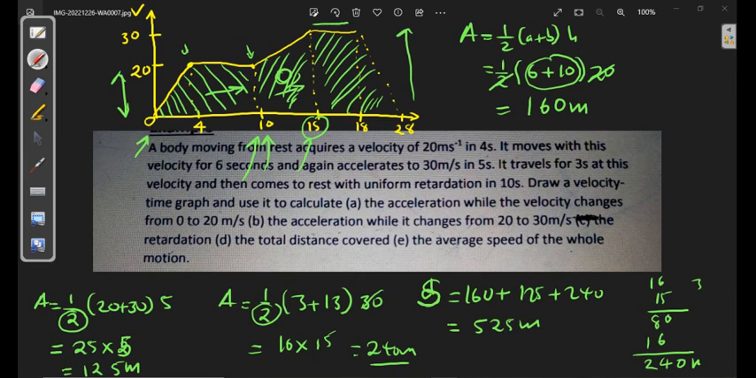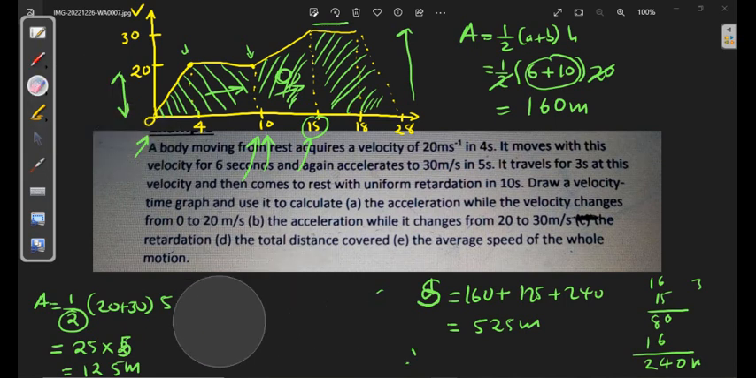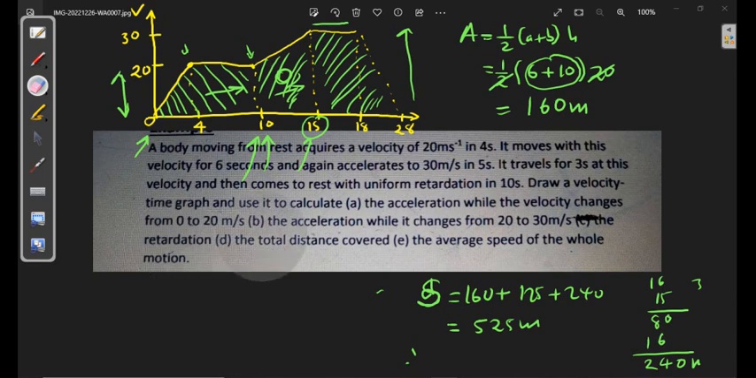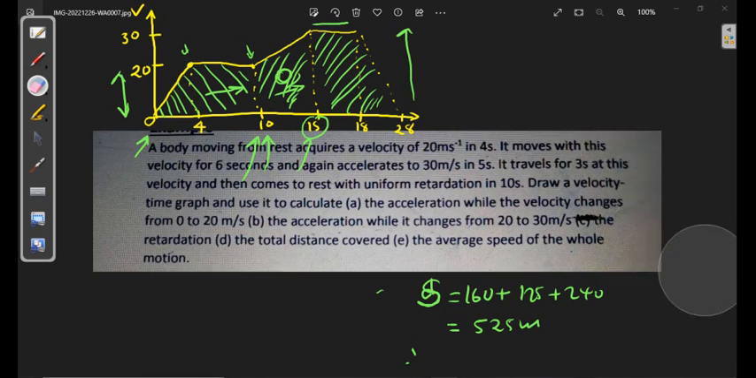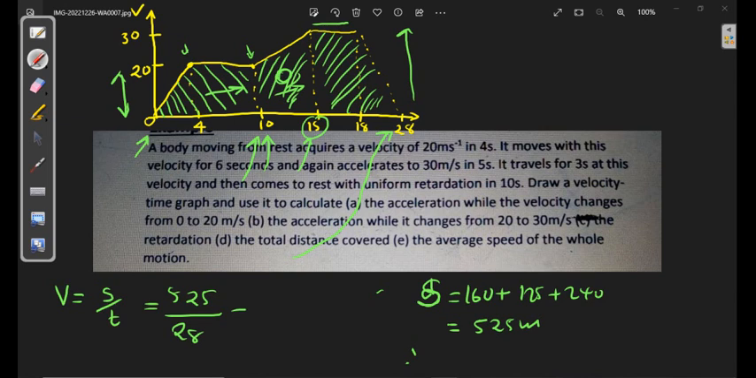After finding the total distance, we need to find the next question, the average speed for the whole journey. Speed is given by distance over time. The total distance which was covered was 525. The time we took, we can see, was 28 seconds. So this is going to give us 18.75 meters per second. So that is going to be it, and that's how we work out this question.